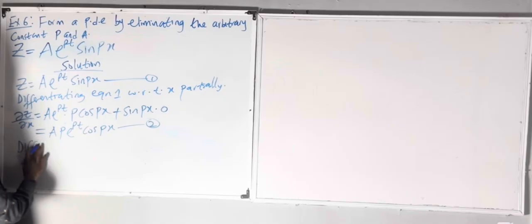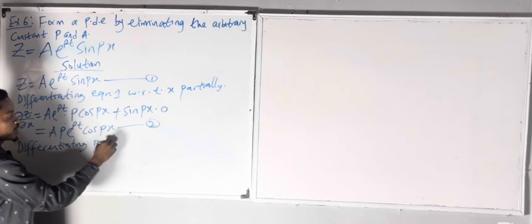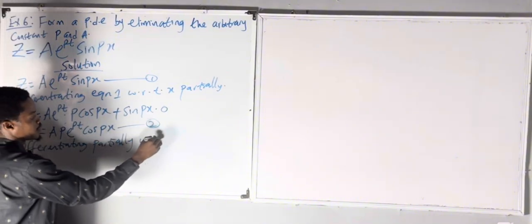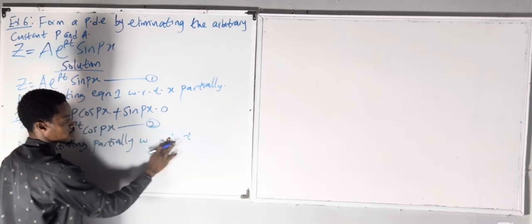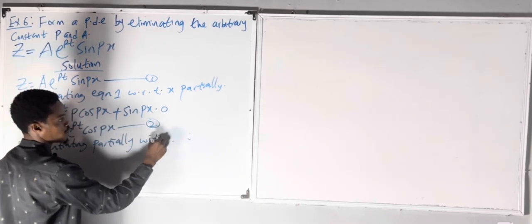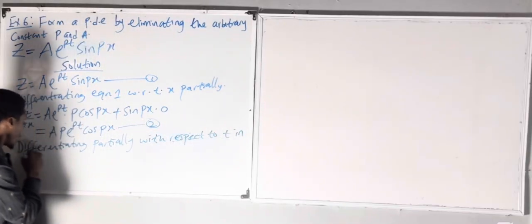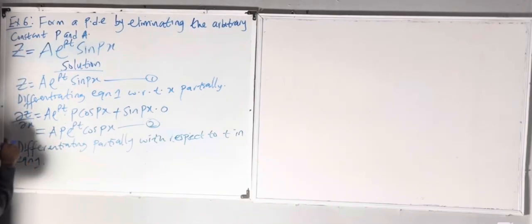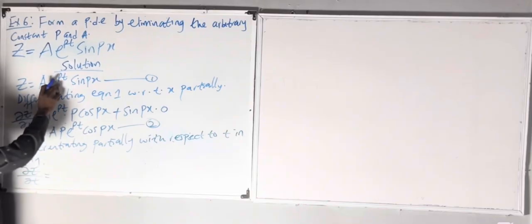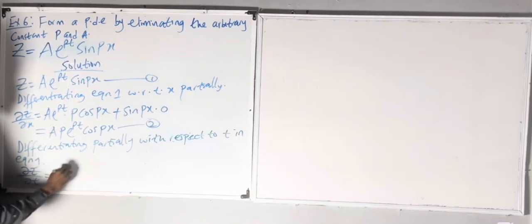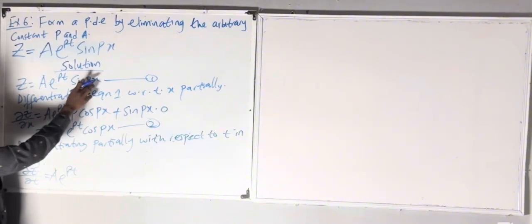Differentiating partially with respect to t in equation 1. If I differentiate with respect to t, I'm going to have dz over dt is equal to, take all this one, a exponential pt. This one I assume is u, and this one I consider as v.